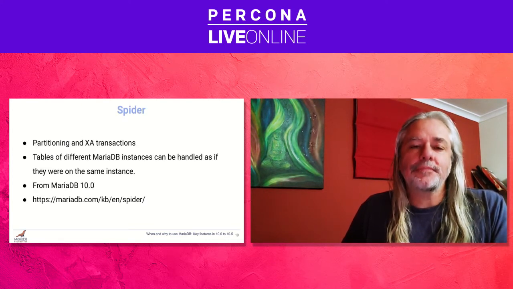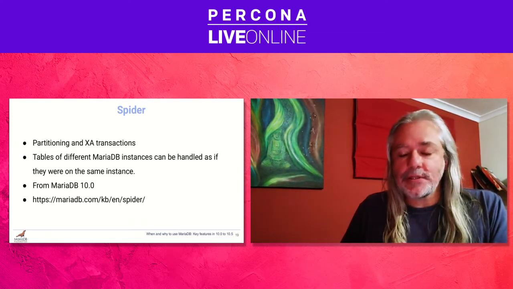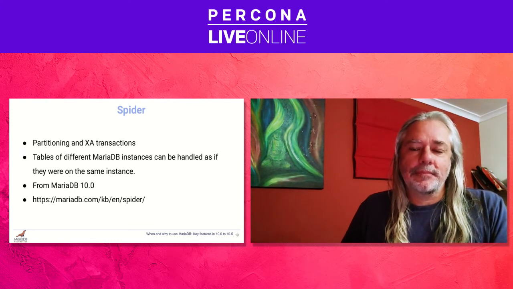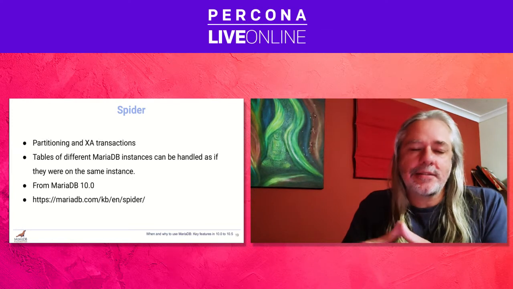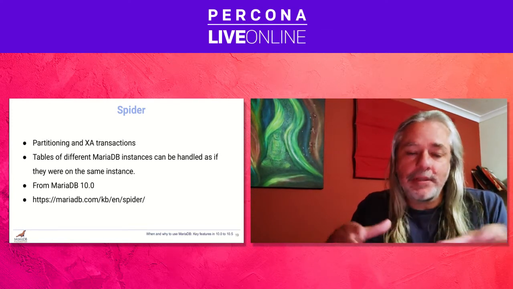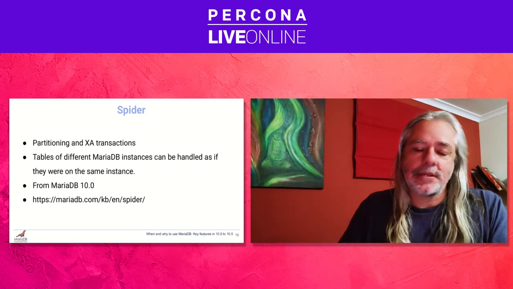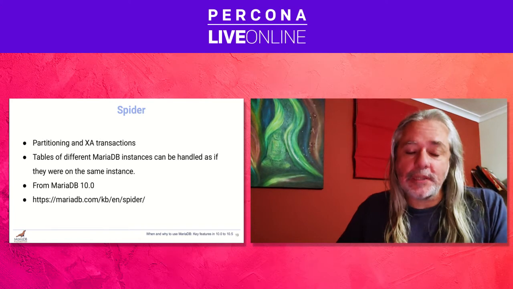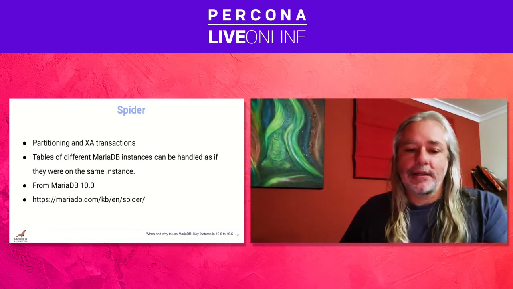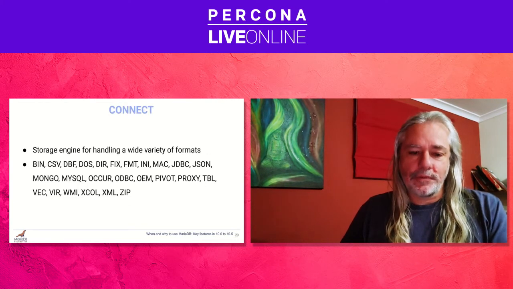The next storage engine is Spider. Spider makes use of partitioning, supports XA transactions. Its real use case is that it allows you to access tables on different MariaDB instances as if they were a single table sitting on the same instance. So it really makes all of that connection between different servers transparent for you. That's been available from 10.0, and again, you can read more about it there. I'm not going to go into it in any more detail for now.